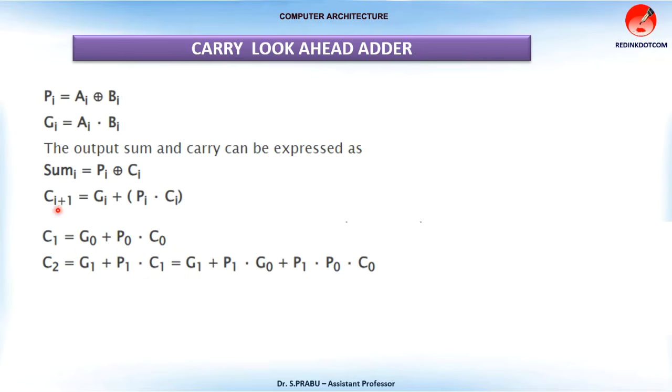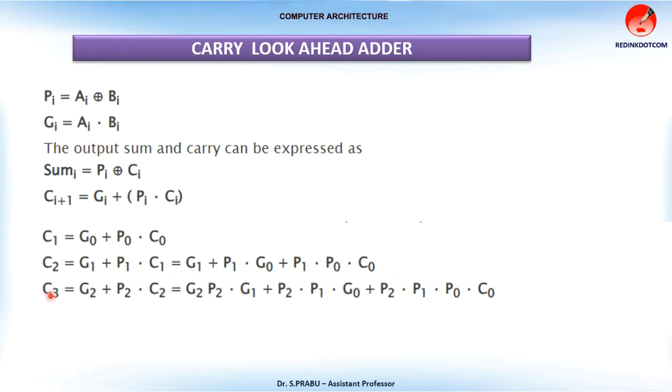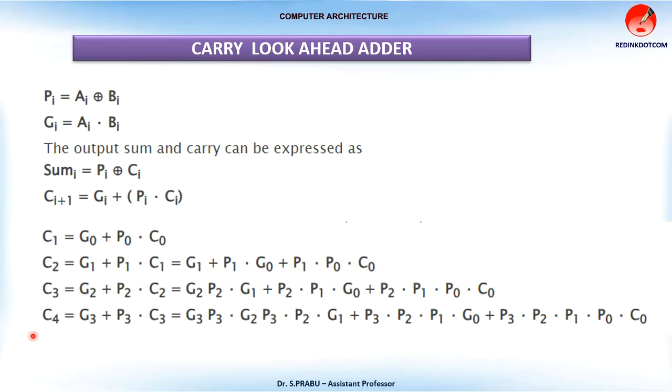The next step is to assign i equal to 2. Then C3 becomes G2 plus P2 dot C2. We already know the value for C2, so this value can be expressed here. Assign this value in this place, and you can get these values. Then apply i equal to 3. Then C4 becomes G3 plus P3 dot C3. The C3 value is there, so you can assign this value here, and then you can get this expression. The important point in this expression is that carry 4 can be generated by means of the combination of G and P values and the carry 0.